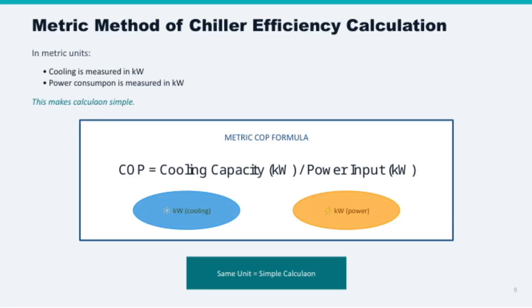Let's talk about how we measure chiller efficiency in a straightforward way. We use the coefficient of performance, or COP. It's a simple ratio, cooling capacity divided by power input. Both are measured in kilowatts, which makes the math easy. Cooling in kilowatts, power in kilowatts, just divide one by the other, and you get your COP. This metric method gives us a clear, simple way to understand how efficiently a chiller is working.